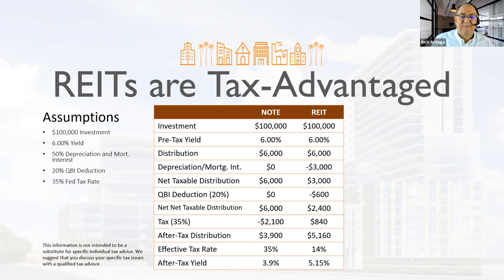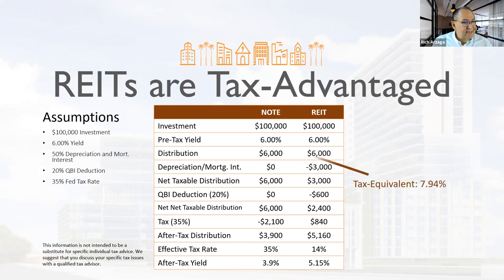You get to keep $5,160. That means your average tax rate for that investment was 14%, well less than the 35% on the note or a similar investment. And that means your after-tax yield, after you pay taxes, is 5.15%. So you can see why, with a directly held real estate investment trust with tax advantages like this, people love the tax advantage of real estate.